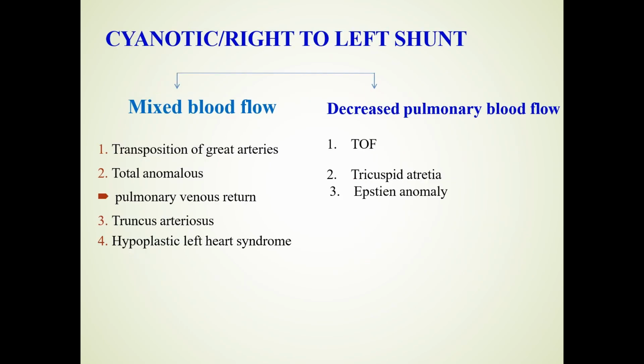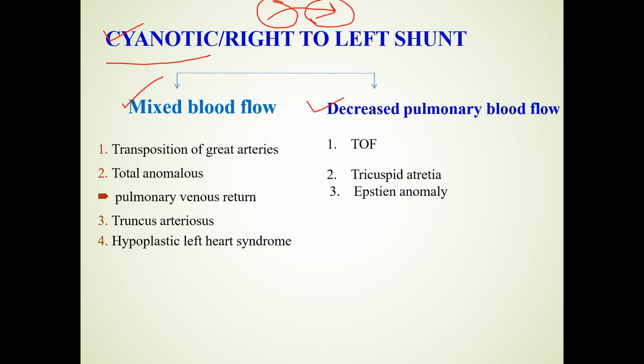The next one is cyanotic heart disease, which includes right to left shunting. In this the blood will directly move from the right to the left side of the heart. Right side blood is less oxygenated and left side is more oxygenated. So there will be mixing of deoxygenated blood with oxygenated blood, and cyanosis is present. It is divided into mixed blood flow and increased pulmonary blood flow.